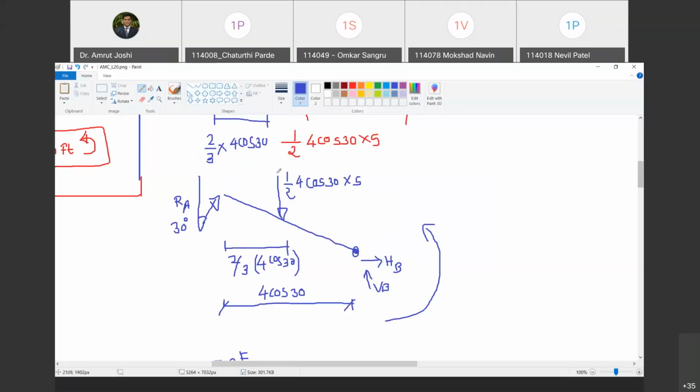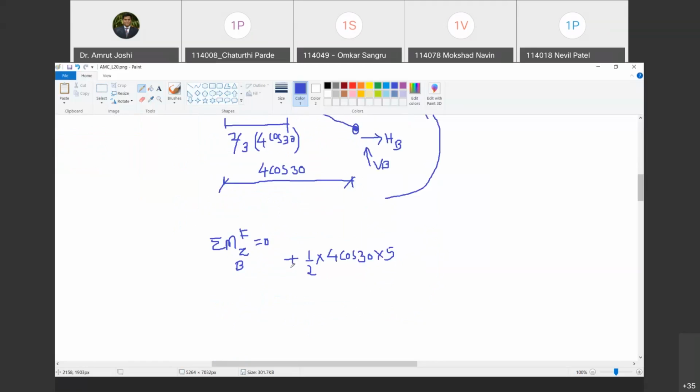So 1/3. For the vertical force, I have to draw a perpendicular from this point on this vertical line, because the line of action of this force is vertical, and that is going to be 1/3 of 4 cos 30. Do you agree with me? Yes, sir. So it is 1/3 of 4 cos 30. Happy? Yes, sir.